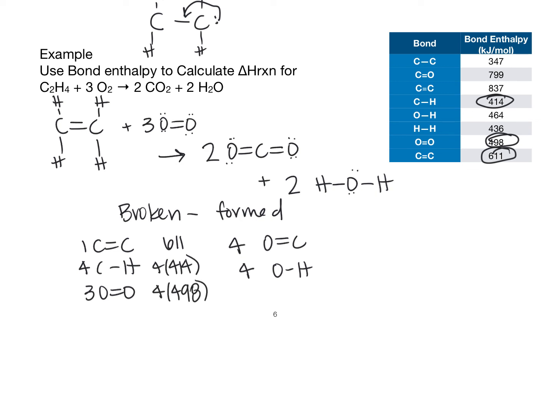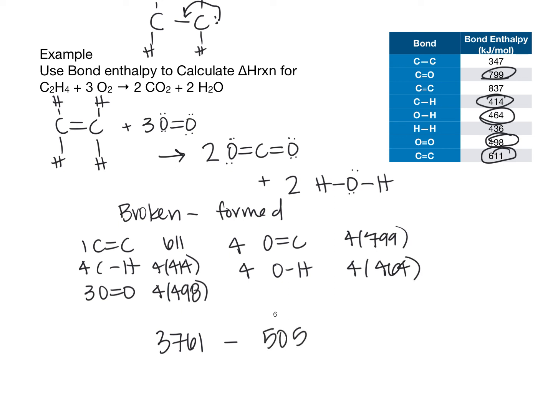So then we can total all of those up and get 3,761 minus the formed. So we have carbon oxygen double bonds of 799. So 4 times 799. And 4 times OH, which is 464. When you add those together, you get 5,052, and so that equals negative 1,291 kilojoules, which is delta H reaction.